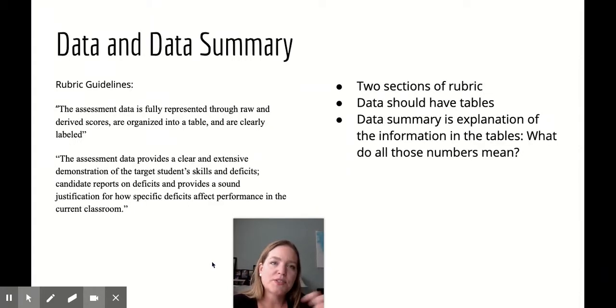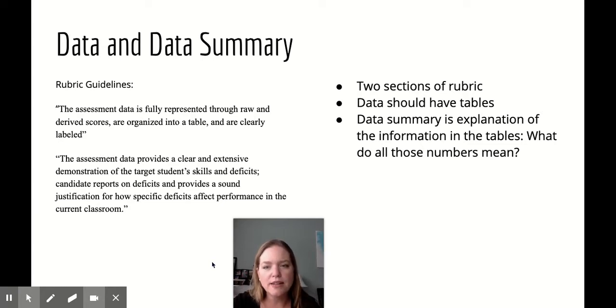Data and data summary is really two sections. I kind of combined them here. The data itself means, did you compile the raw and derived scores? Did you organize them in a table that's clearly labeled so I can understand it? If you're using a case study, this is the only time you can really copy and paste information. You can take data tables from the case summary and put it in there. But what's important is that in the data summary itself, those need to be in your words.